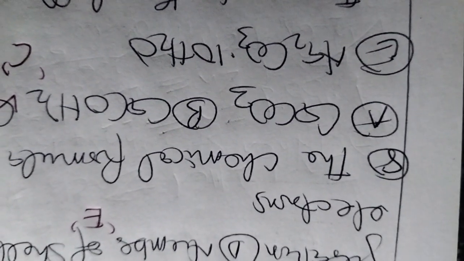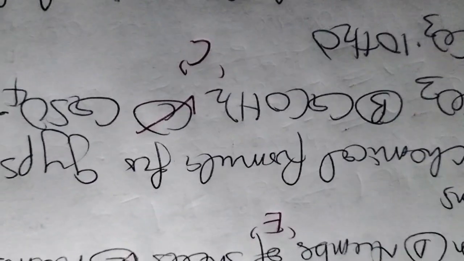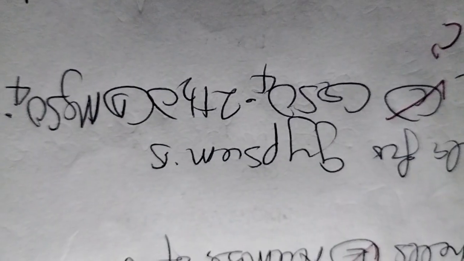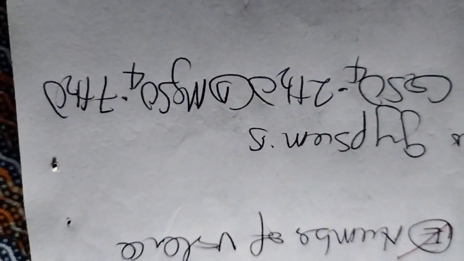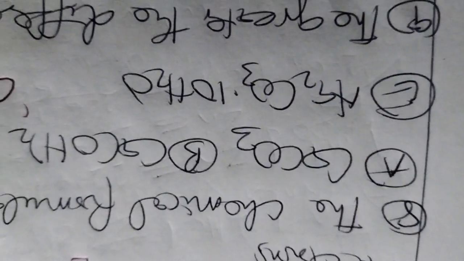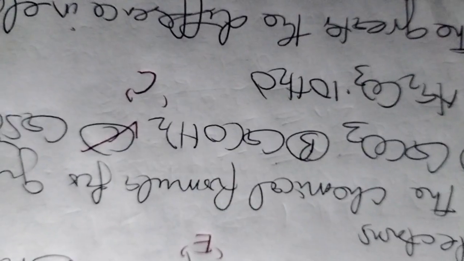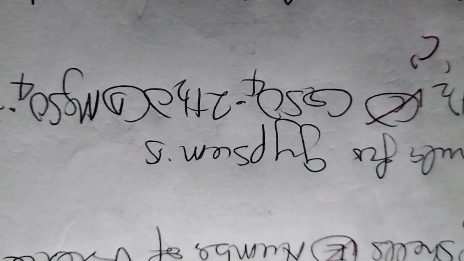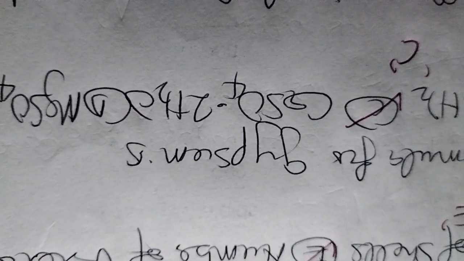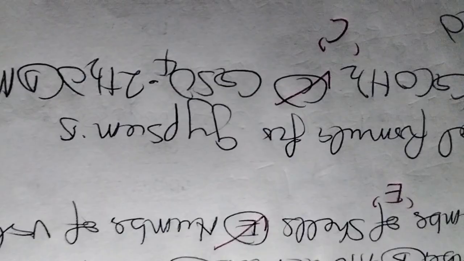Number 8, the chemical formula of gypsum is option A, CaCO3, B, Ca(OH)2, C, CaSO4.2H2O, D, MgSO4.7H2O, E, Na2CO3.10H2O. The answer is C. Gypsum is calcium sulfate dihydrate. So number 8 is C.